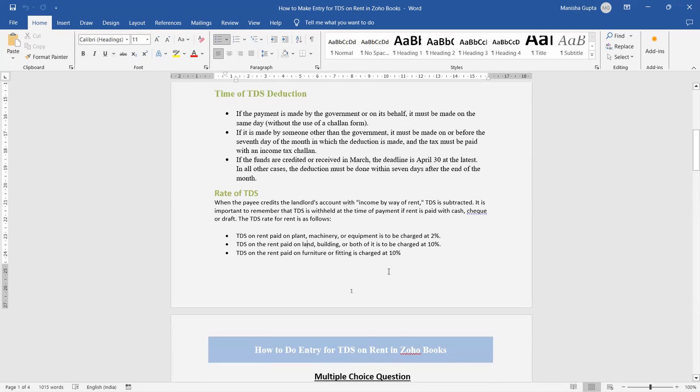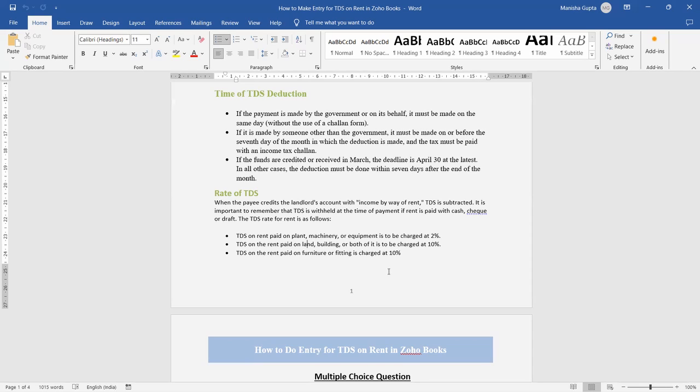Rate of TDS: when the payee credits the landlord's account with the income by way of rent, TDS is subtracted. It is important to remember that TDS is withheld at the time of payment. If the rent is paid with cash, at the time of payment, you have to deduct the TDS. TDS on rent paid for plant, machinery, equipment will be 2%. If you have paid rent for land or building, then 10%. If you paid rent on furniture or fitting, then it will be 10%.